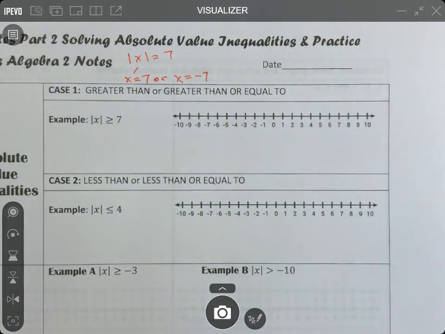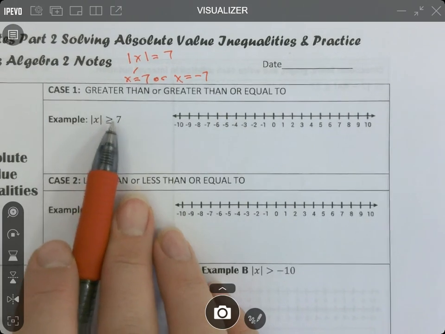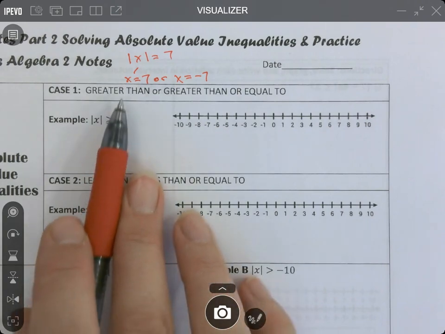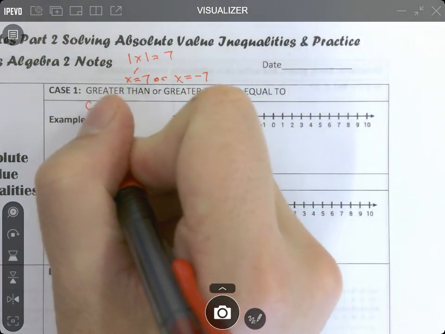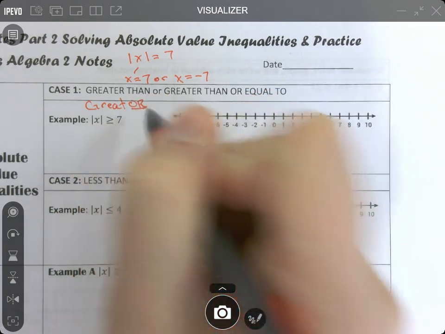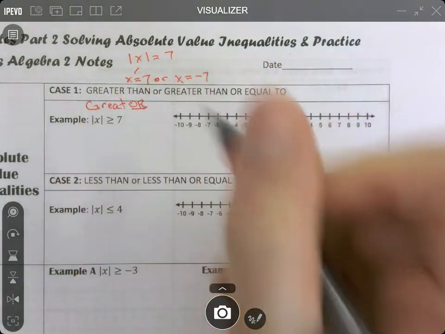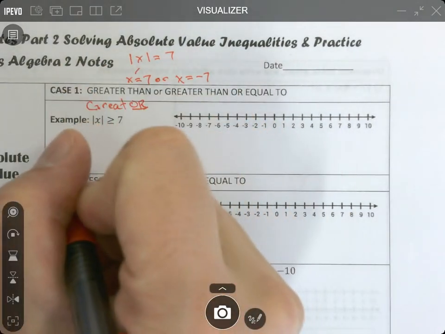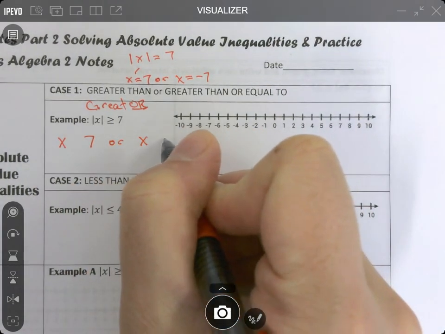So same idea, but here's the deal. What's the inequality symbol here? What symbol is this? Greater than or equal to. Okay. You know how we say greater than? Let's say great or. Because if it's greater than, it's an or statement. So instead of saying greater, we're going to say great or. So that means that if the absolute value is isolated, it's going to be an or statement. So what I have is that x is going to compare to 7, or x is going to compare to -7.